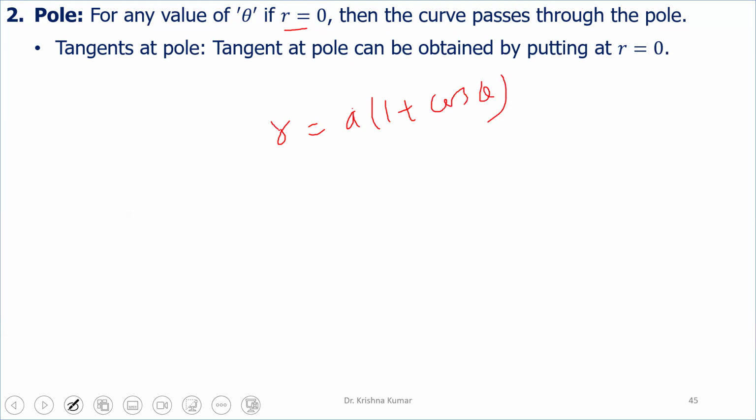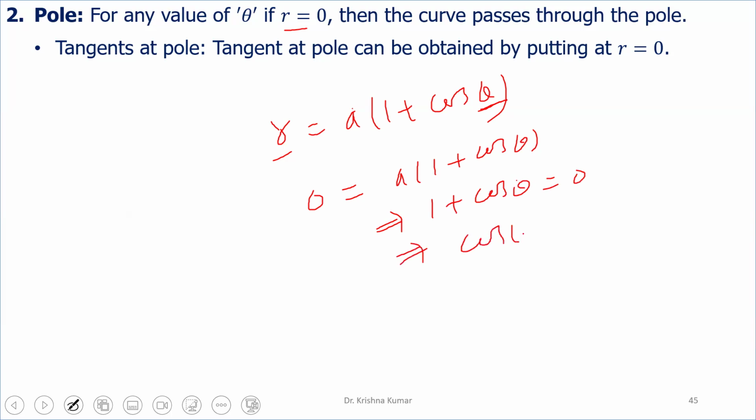For which value of theta should r be 0? We just put r equal to 0. So 0 equal to a times (1 plus cos theta), and it implies 1 plus cos theta equal to 0, meaning cos theta equal to minus 1, and cos pi is minus 1. So theta equal to pi. What does it mean? It means that for theta equal to pi, r is 0. Therefore, this curve passes through the pole.